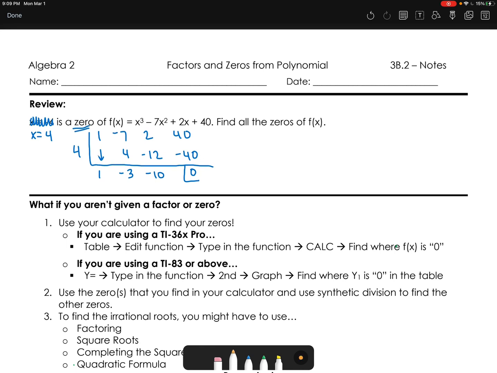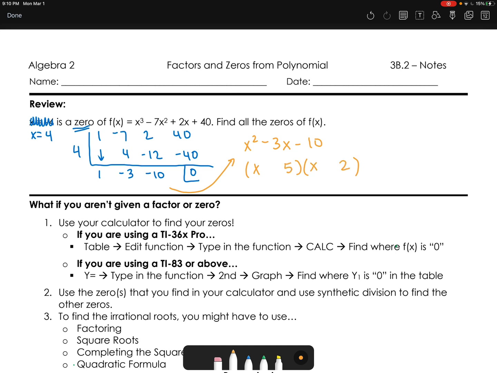So these now give me my new coefficients for my next factor. So I have x squared minus 3x minus 10. So from here, I need to decide how I'm going to find my other zeros. Well, how about we try factoring? And so I'm going to put an x in each spot.